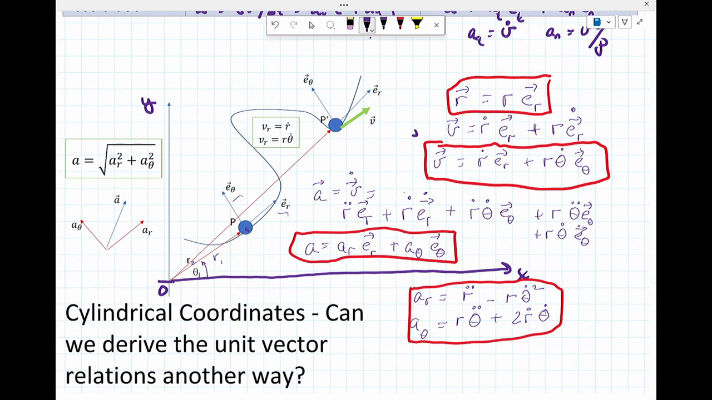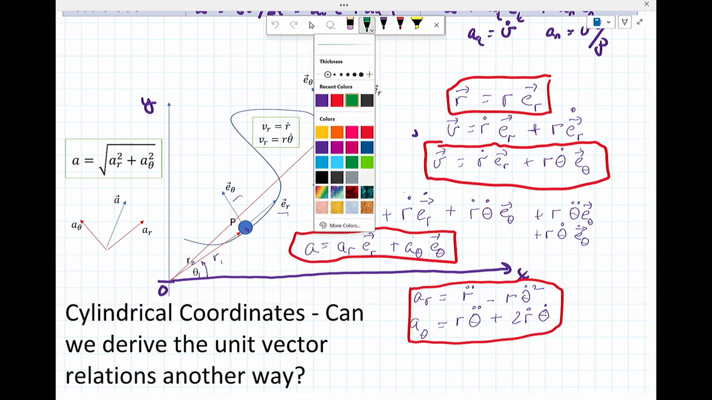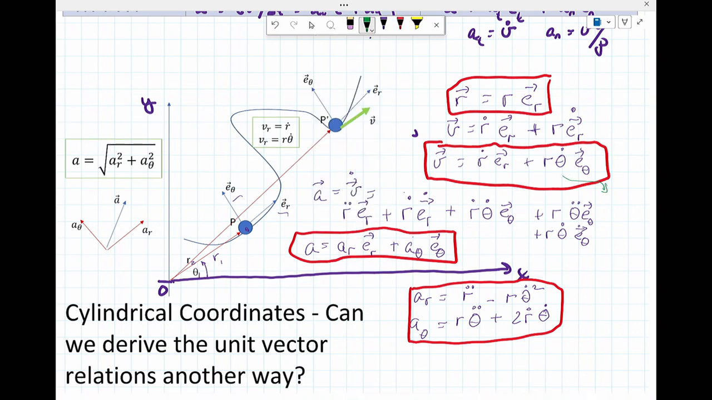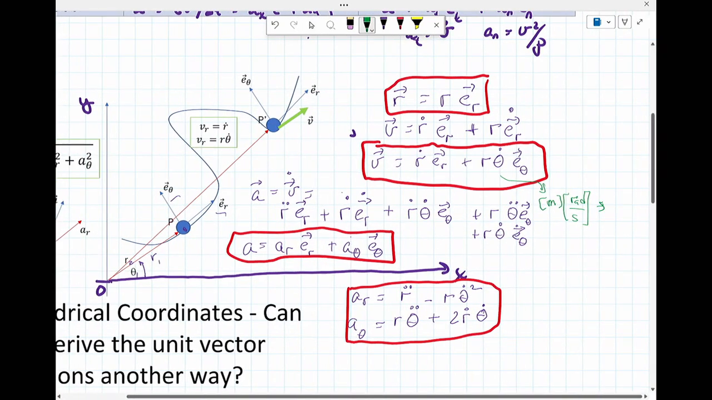The other thing you should always do when you're doing these types of things: r dot, I know right away is going to have meters per second. So it's a good velocity term. So that makes sense. r theta dot right here is going to have units of meters times rads per second. That will come out when I multiply them together as meters per second. So I know that that's correct too.